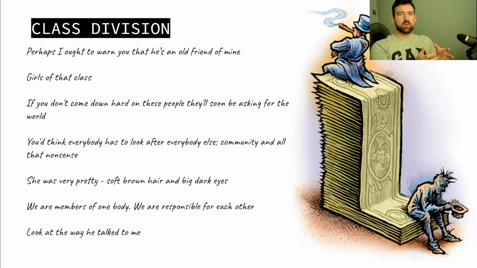It would have been very appealing to be like, look, we're all members of one body together. We're all a big community. We're all responsible for each other. We should look after each other. So it goes against class division, right? This quote. So you've got the Inspector, who's very socialist and doesn't like class division. And you've got Burling and Mrs. Burling and Gerald, who are capitalist, upper class, and they want class division. They want to be at the top of the pyramid.